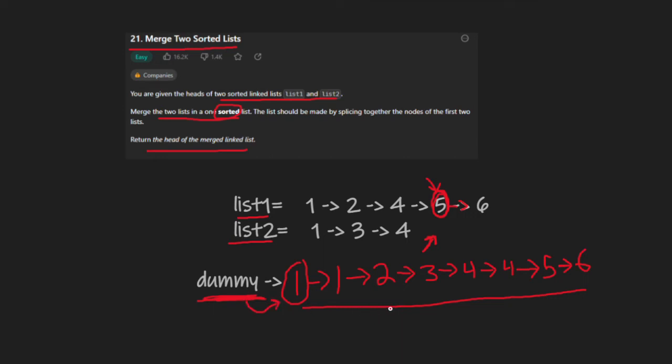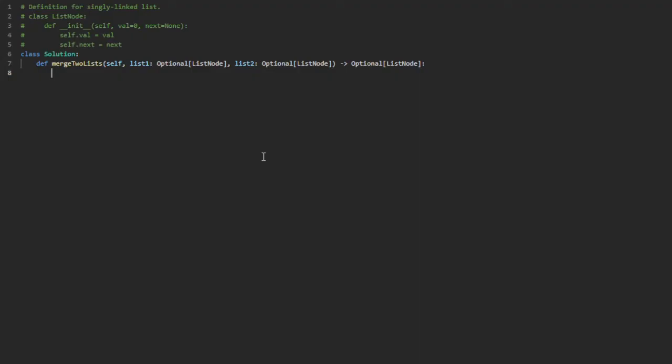And that's pretty much it. Let's go ahead and code this up. Remember, like I said, we're going to create a dummy node, and we're also going to create a tracker node so that when we're updating our merged list, we can use the tracker node to keep track of what should be the next value in our merged list. We're going to set that equal to dummy, so we can call it current, and set it equal to dummy.